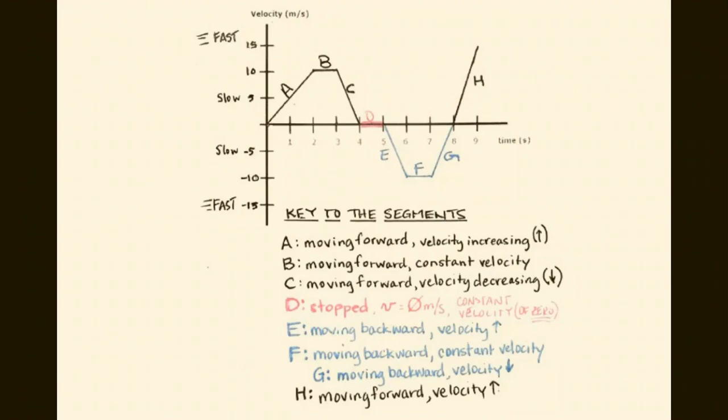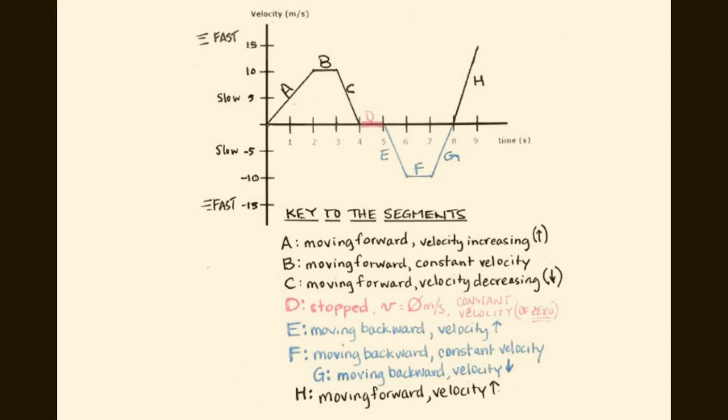Now let's go ahead and look at each section of this velocity versus time graph. Notice that velocity in meters per second is on the y-axis and time in seconds is on the x-axis. Another key detail to pay attention to is that both -5 meters per second and 5 meters per second are considered slow velocities compared to the greater values of -15 meters per second and 15 meters per second.